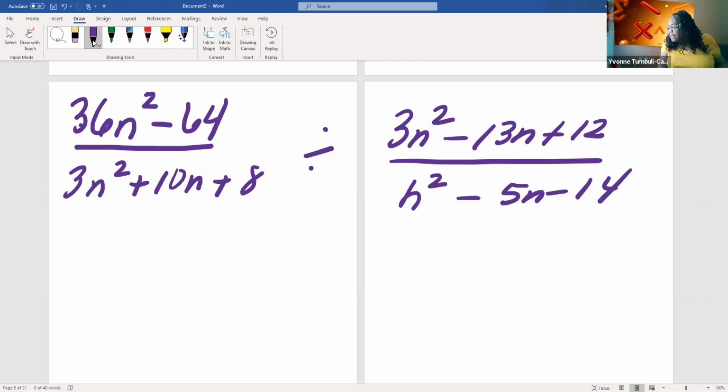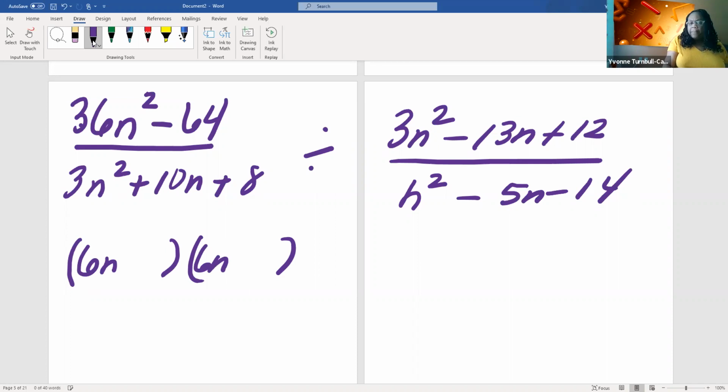First thing I notice is difference of squares. I know my perfect squares. I see difference of squares right there in that numerator. So let's go ahead and factor. Remember, difference of squares factors into sum and difference. We're going to take the square root of 36, which is 6, the square root of n squared, which is n, and I'll put 1 in each parentheses. Then we take a plus sign and minus sign. The square root of 64 is 8. Put 1 in each parentheses. And that is done.